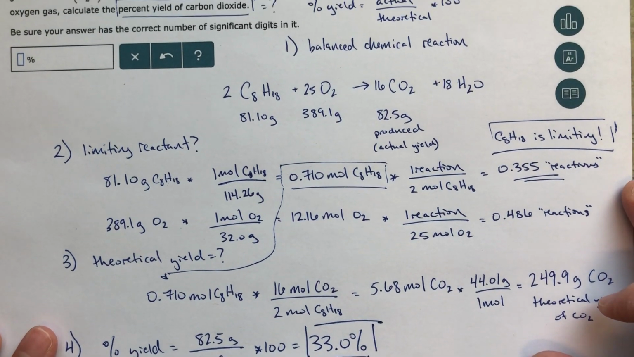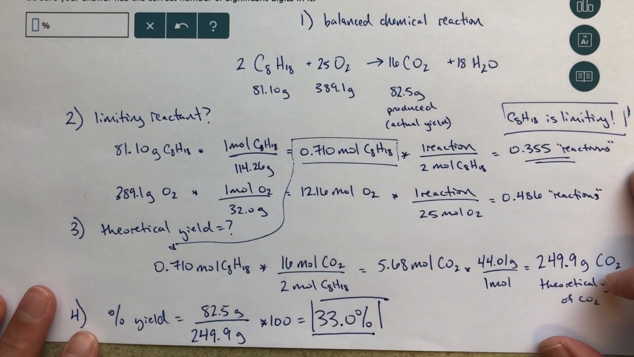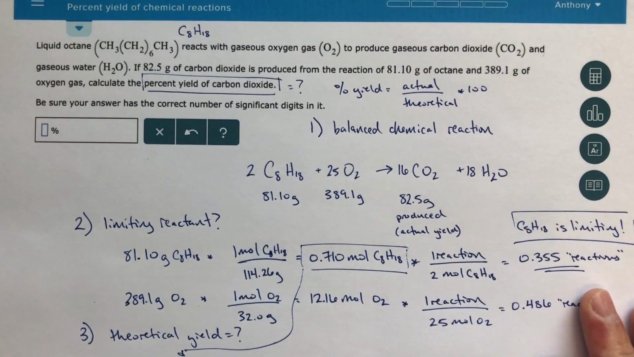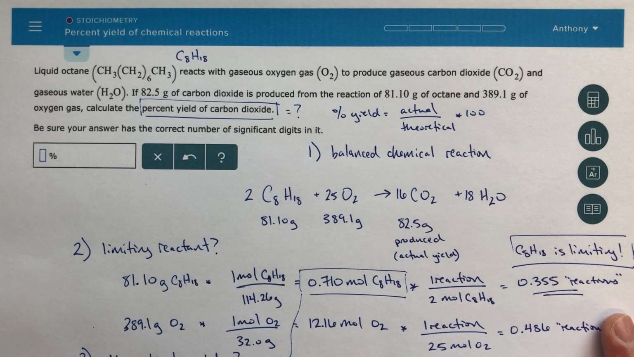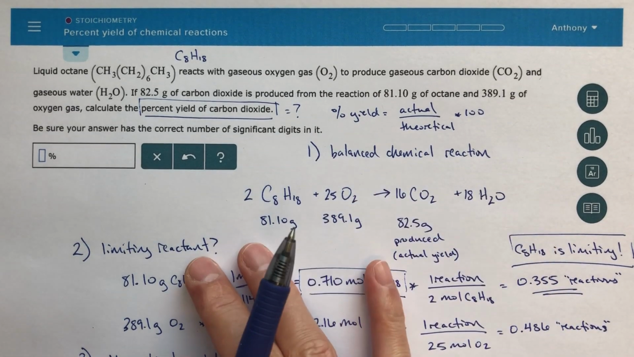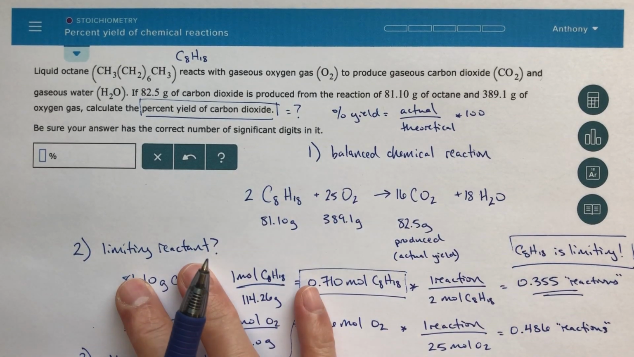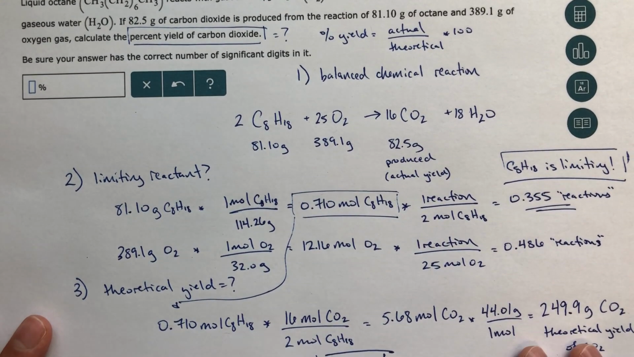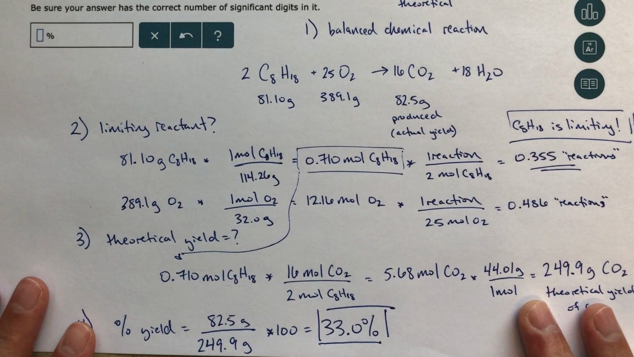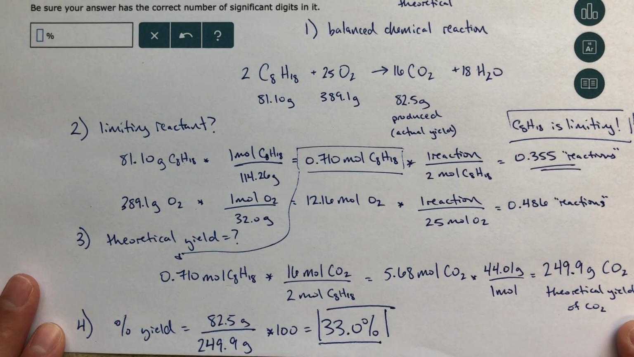All right, so I hope that helps. You can see there's a lot that's going into this one problem. It's a percent yield problem, but I've got multiple steps, multiple other problems. I've got balancing chemical reaction topics, I've got limiting reactant topics, I've got theoretical yield topics, and then finally my percent yield at the very end. So hope that makes sense.